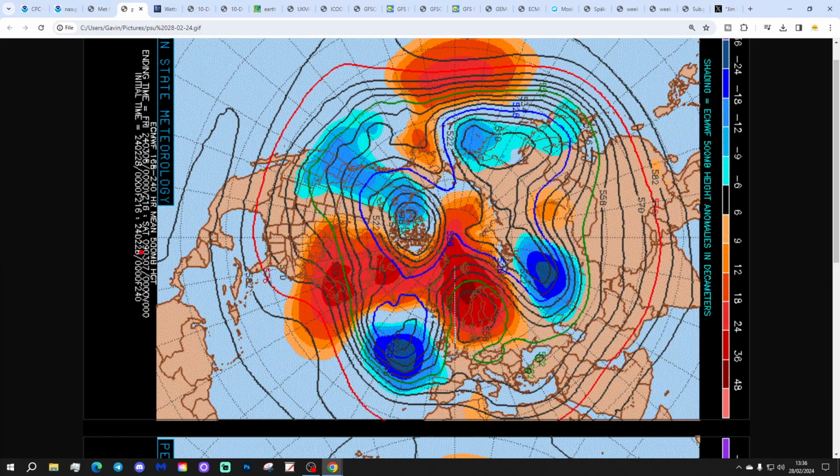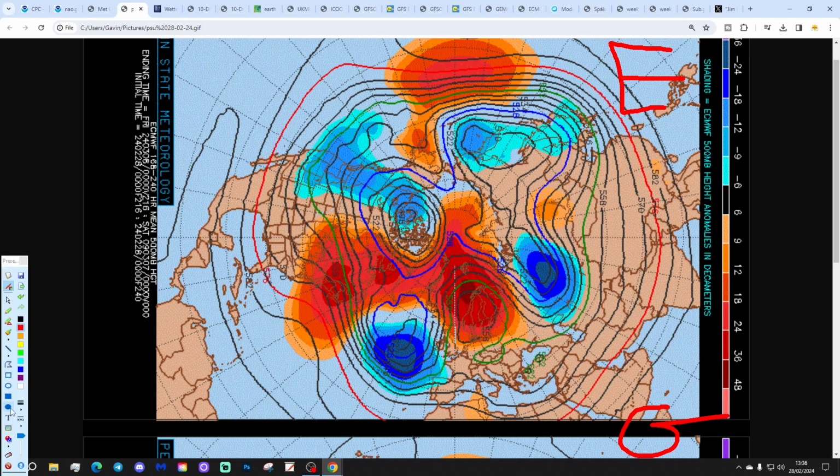These are the 500 millibar height anomaly charts from Penn State University for the next 10 days. We've got the ECMWF on the top, and the GFS down here on the bottom. 500 millibars, around 18,000 feet, shows areas of high pressure and low pressure being moved around by the jet stream running above. Red extrapolates to above average heights, which is high pressure. Blue is below average heights, which is low pressure.